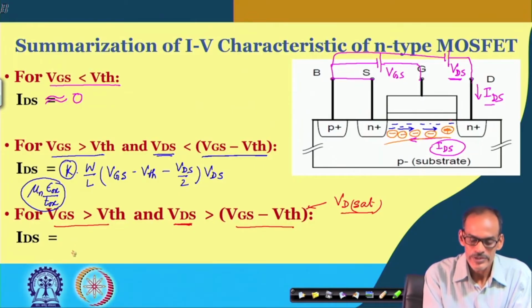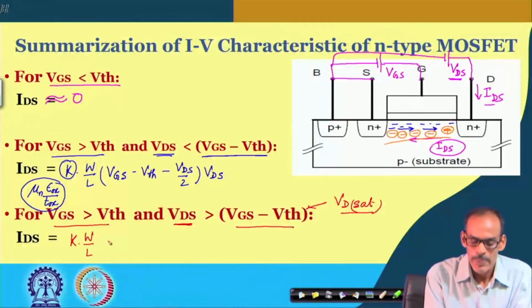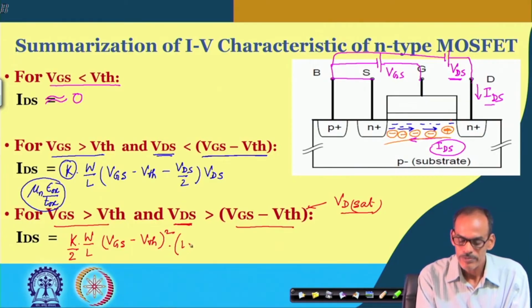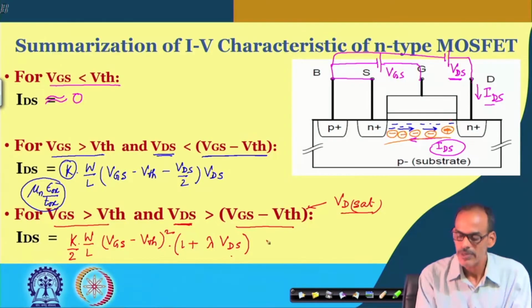depends on VDS, and the corresponding expression of the current is K into W by L into (VGS minus VTH) square by 2, and in addition to that we do have 1 plus lambda into VDS. So, ideally, I should have written VDS minus VDsat, but for all practical purposes most of the time we write VDS.